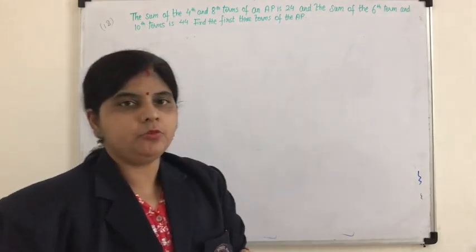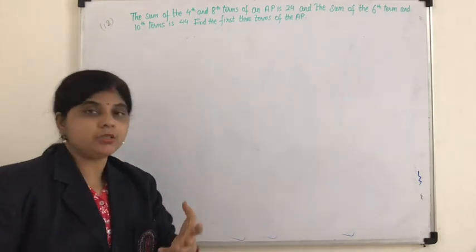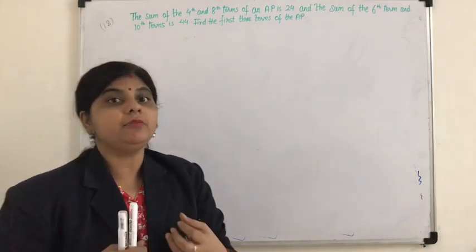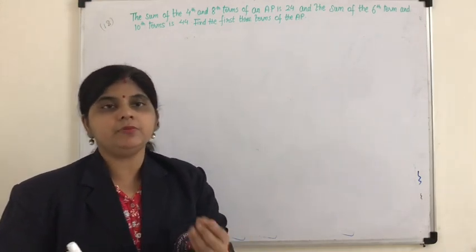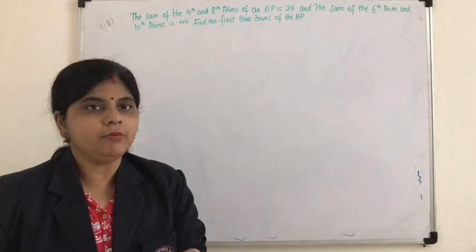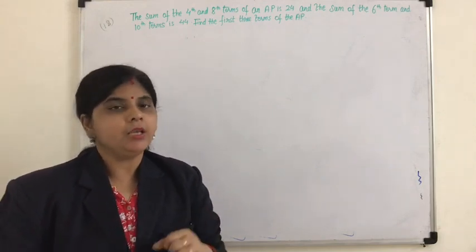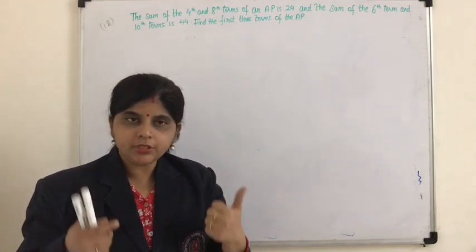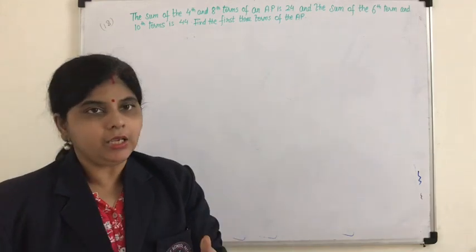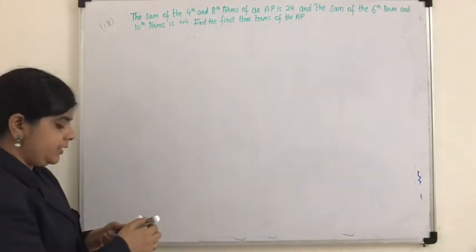So what you have to do, you have to find the first 3 terms of an AP. To find the first 3 terms or any number of terms, the first thing we need is the value of A, that is the first term, and the common difference D. So have it in your mind that you need to find A and D. So with that we are going to solve.